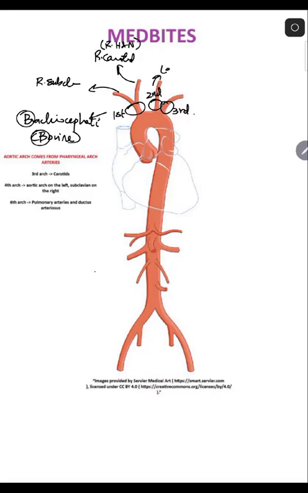The second is the left common carotid, which is just like the right one, left side of the head and neck. And the third one, the third branch, is the left subclavian. Done. That's all you gotta know.